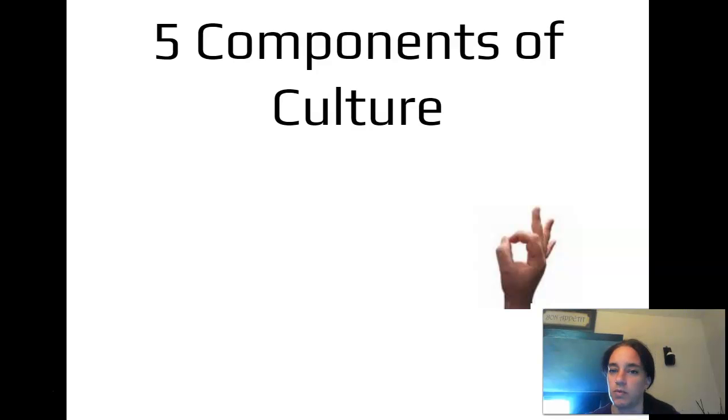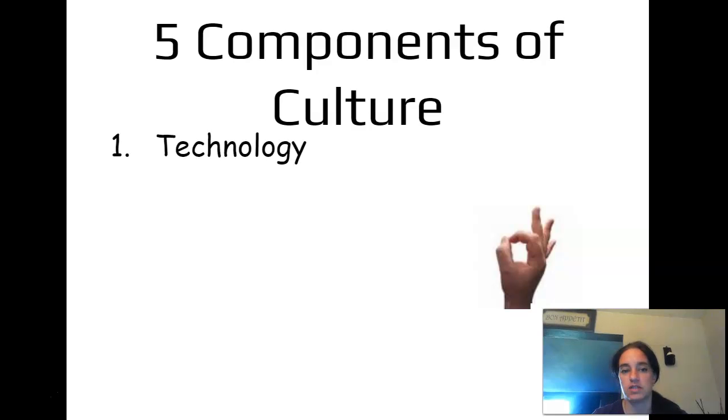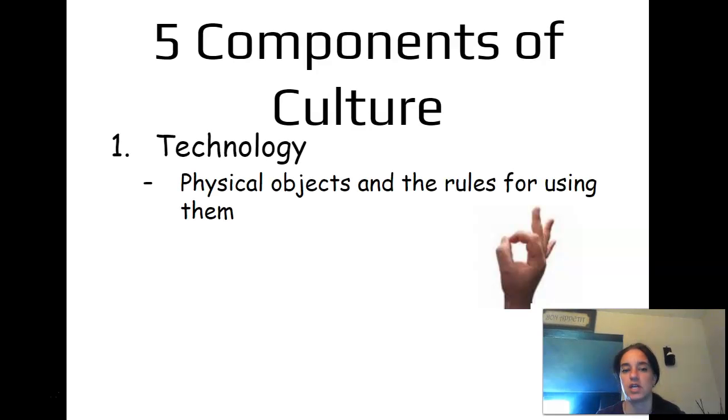Okay, so there are 5 different components to culture, regardless of where you find culture in society around the world. All culture consists of the same 5 components. The first component is technology. Technology accounts for all the physical objects we use, as well as the rules that we have for using them. It's not just stuff that needs to be plugged in. So yes, your phone, your laptop, your Chromebook, all of that falls under technology, as does television. But so do cars, kitchen chairs, clothing, things like that.